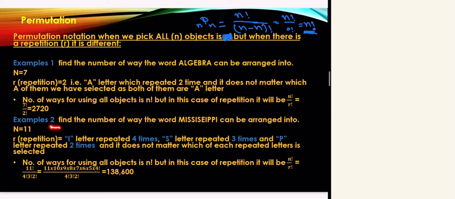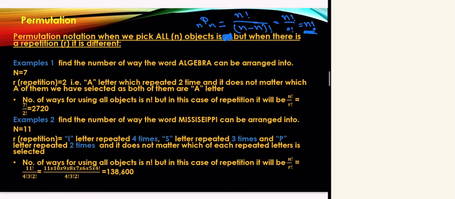Okay, let us take one more complex example, which may help us understand better. In this example, find the number of ways the word Mississippi can be arranged. How many alphabetical letters are in Mississippi? 1, 2, 3, 4, 5, 6, 7, 8, 9, 10, 11. I have 11 letters, 11 objects available. So n equals 11.